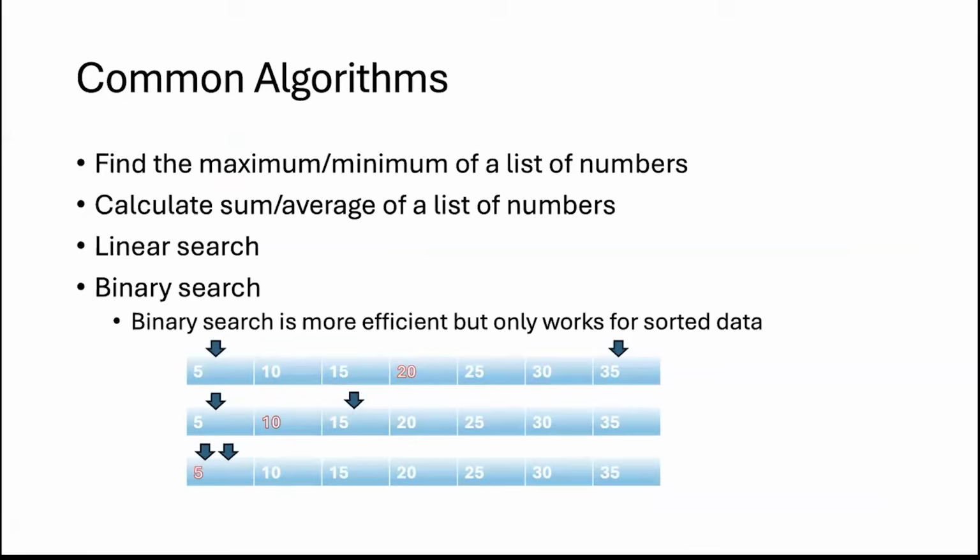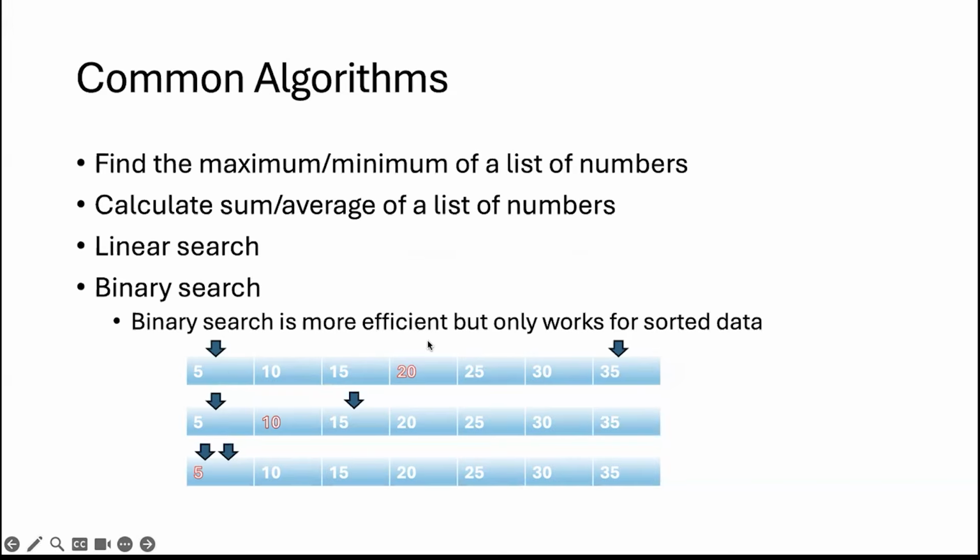In a binary search, we can only apply that for sorted data. Sorted data basically means, for example, numerical values that are sorted in ascending order, meaning the next number is always greater than the current one.